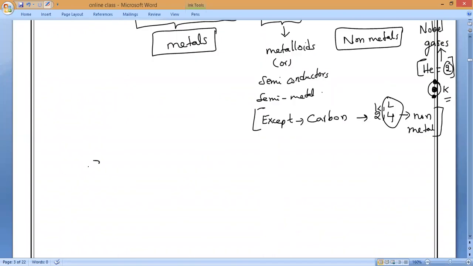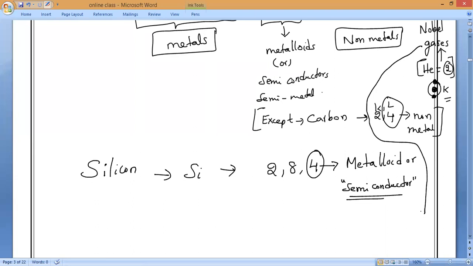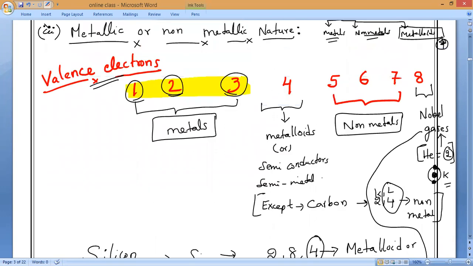Now take silicon, for example. The symbol is Si. Its electronic configuration is 2, 8, 4. So 4 is there. Is it a metal, non-metal or metalloid? It is called a metalloid, or semiconductor. If 8 electrons are there, then we call them noble gases, or inert elements. So if you know the electronic configuration, we will know whether it is a metal, non-metal or metalloid.